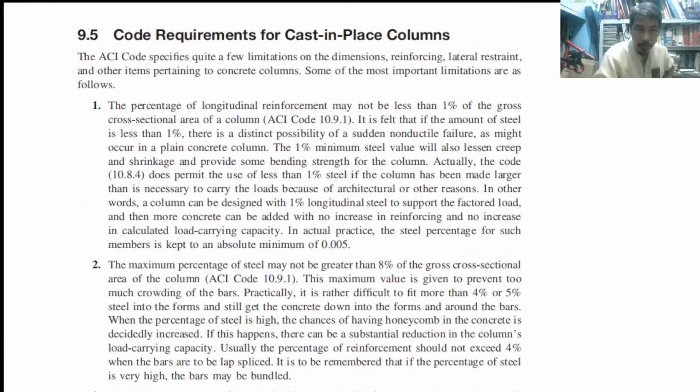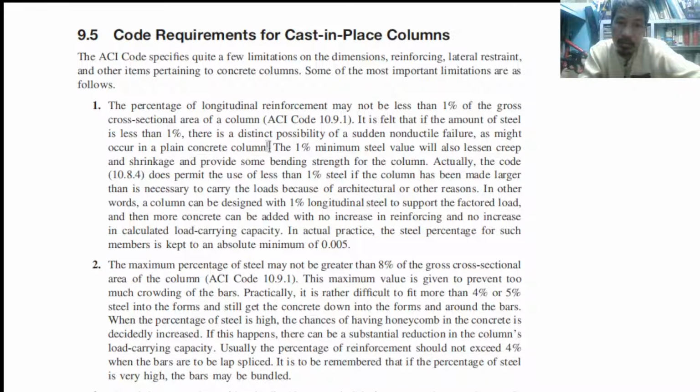Okay. Code requirements. So there are several requirements. Some of the most important are the following. Number one. Okay. So the reinforcement may not be less than 1%. Right? 1%. It is felt that if the amount of steel is less than 1%, there is a distinct possibility of a sudden non-ductile failure, as might occur in a plain concrete column.